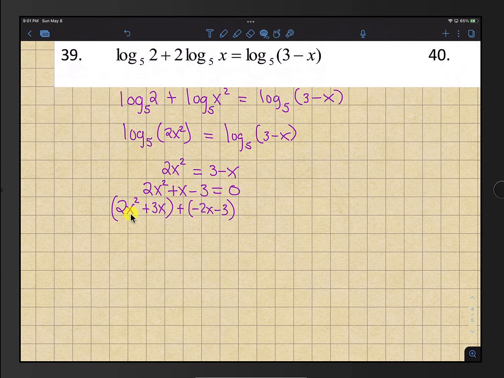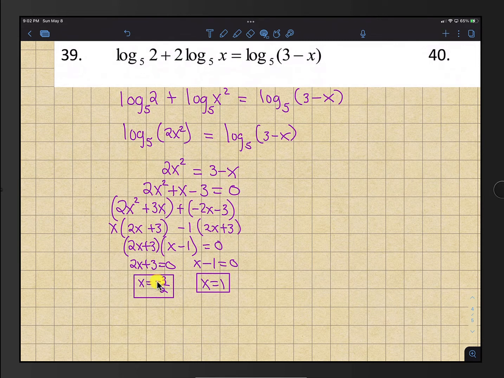Now let's go ahead and factor out the x from the first group and also factor out a negative 1 from the second group. So we have x times 2x plus 3 minus 1 times 2x plus 3. And then the common factor here is 2x plus 3. So now we have 2x plus 3 times x minus 1 equals 0. Setting both of those equal to 0, and then solving, we get x equals negative 3 over 2, and x is equal to 1.